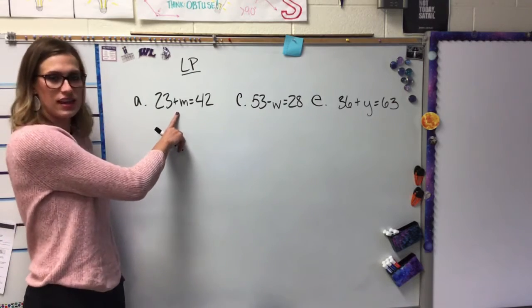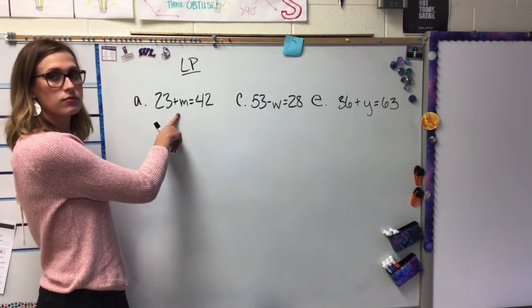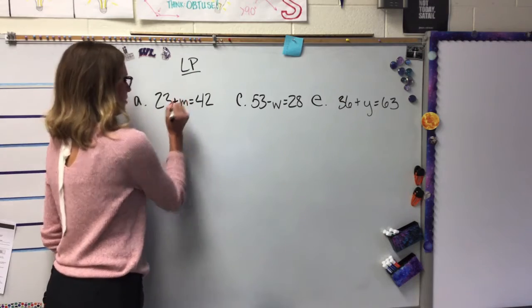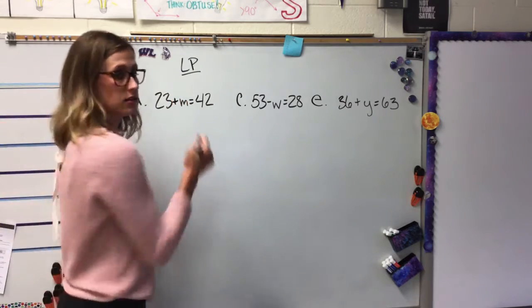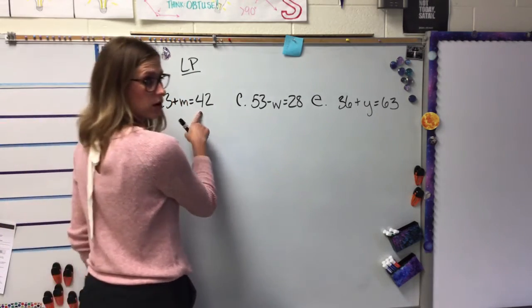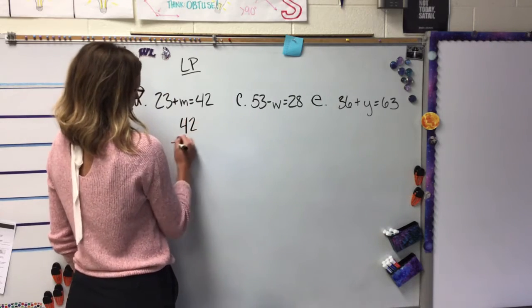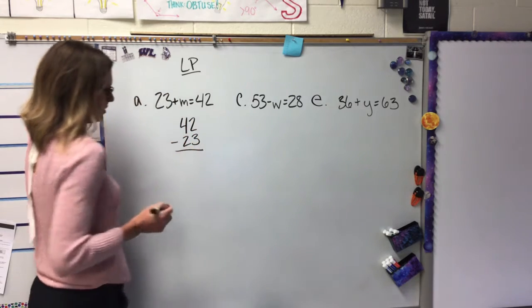A. Is this an addition sentence or subtraction? Addition. So, missing number in an addition sentence. To find the answer, I subtract. Start with my biggest number, 42, minus my smaller one, 23.